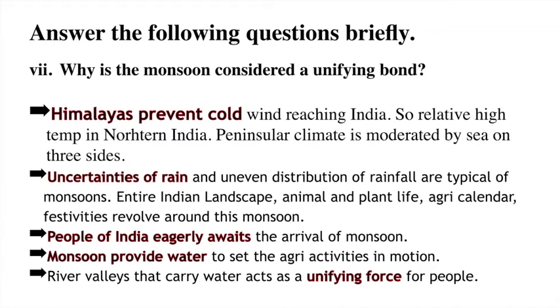People of India eagerly await the arrival of monsoon every year, because monsoon provides water to start agricultural activities. The monsoon is needed to start agri activities in Kharif season and in Rabi season. River valleys carry water. River valleys that carry water act as a unifying force for people.